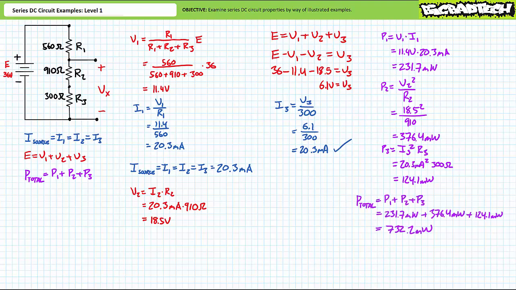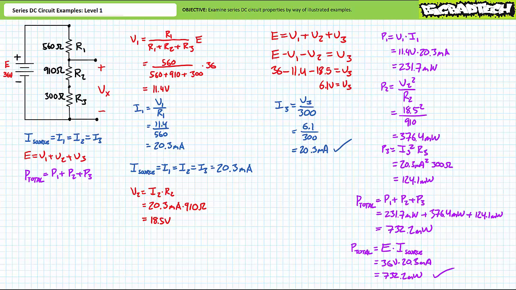Power in equals power out. P total equals P1 plus P2 plus P3. Substituting in our calculated values demonstrates that P total is 732.2 milliwatts. As a means of checking our work, supply voltage times source current also yields 732.2 milliwatts of total power.